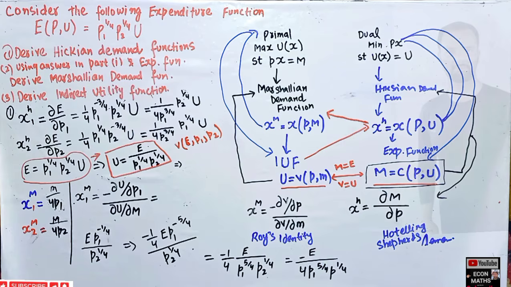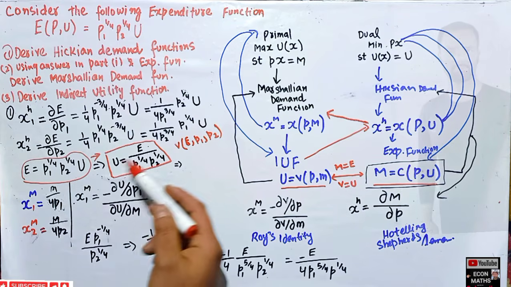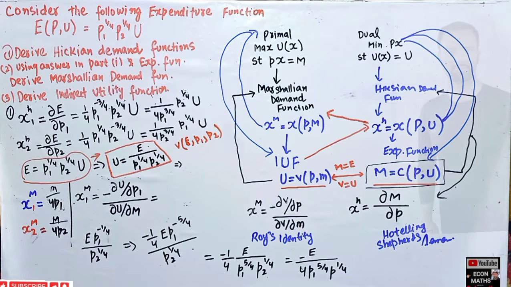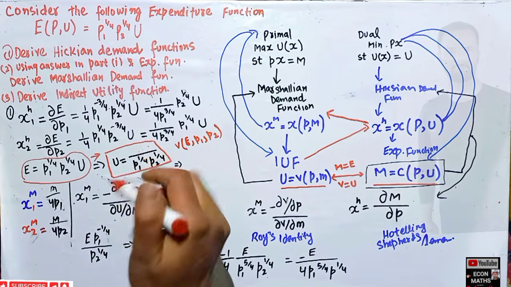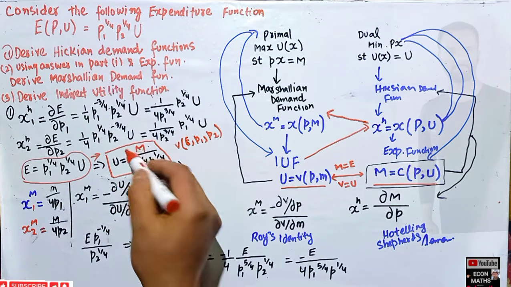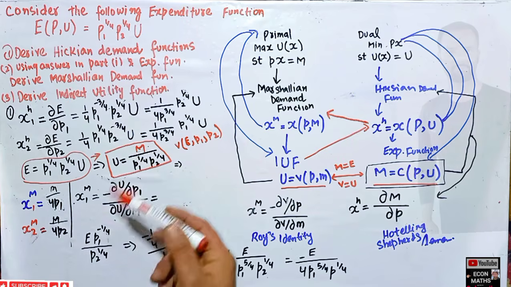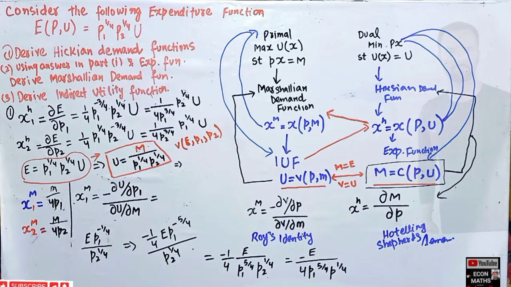I'm just trying to show you how we use Roy's identity here. Now what is the derivative of this very thing, du upon dm? That means the partial derivative of this indirect utility function with respect to income. So let us write m in place of e. E and m are here synonymous.